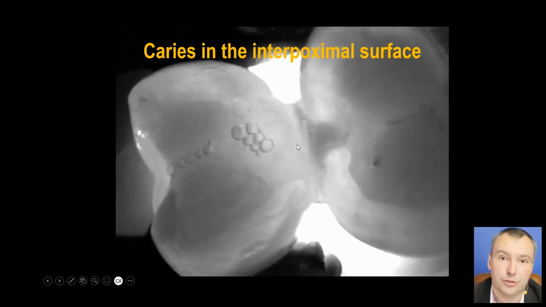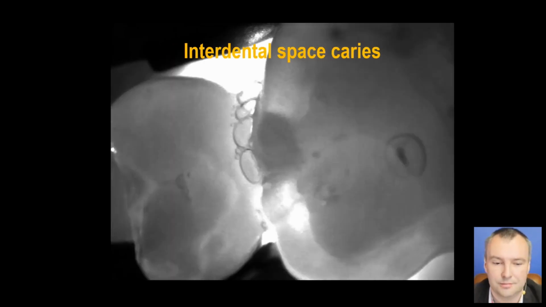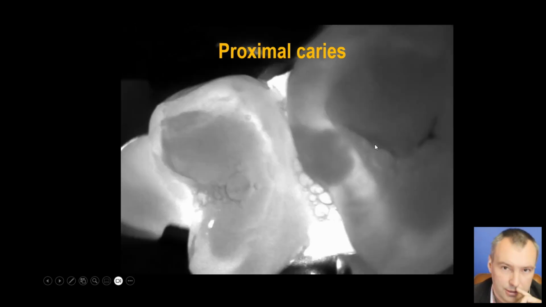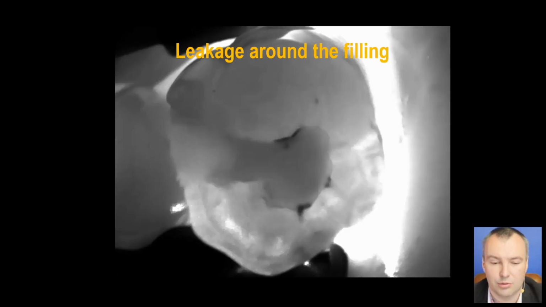The most useful use of the device for me is for interproximal surface caries, where we can detect caries that is not visible otherwise, sometimes even not on an X-ray. So this will be all the cases of interdental caries, proximal space caries that are not to be seen otherwise.